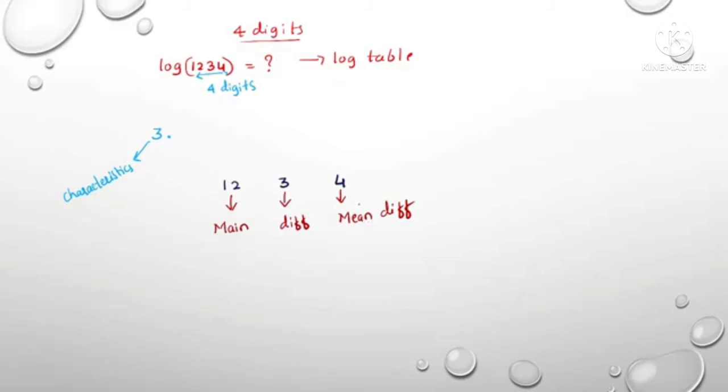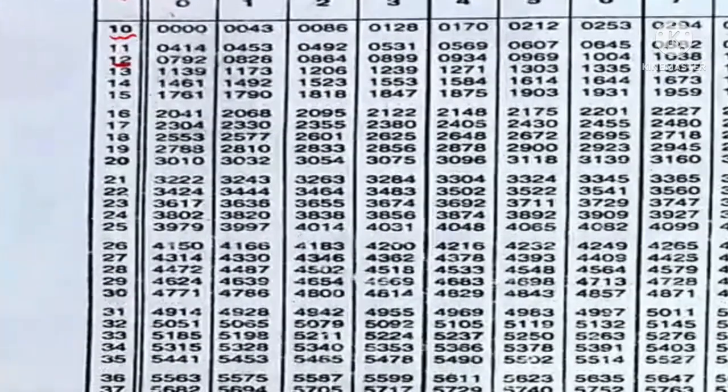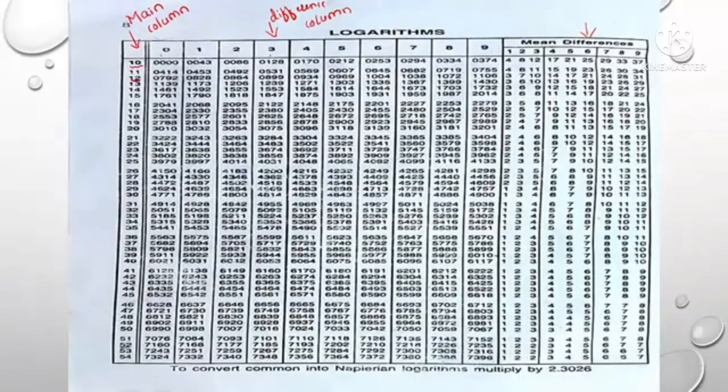Now we can go to the log table. First we have to go for 12 and 3. So where is the number 12? Number 12 is here, from the main column. Then the third digit is 3. Where is 3 here? Here you can observe 3 from the difference column. Here we have to observe 12, 3. You can see 12 here and this is 3. So we can get this number.